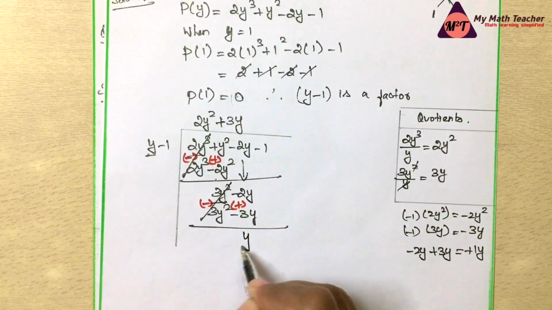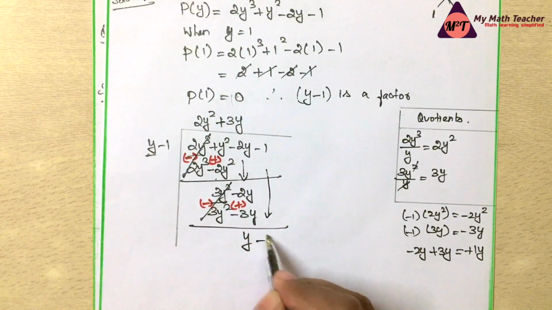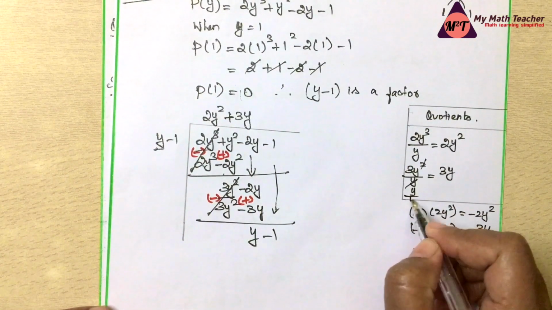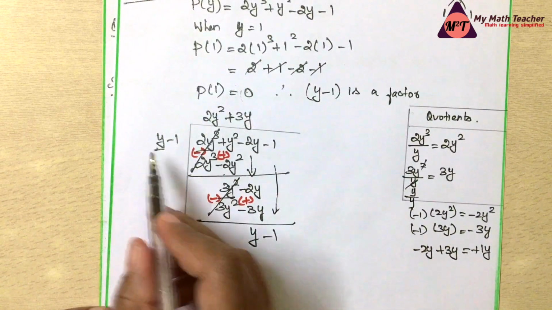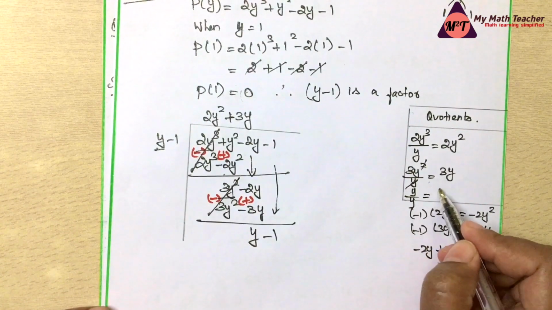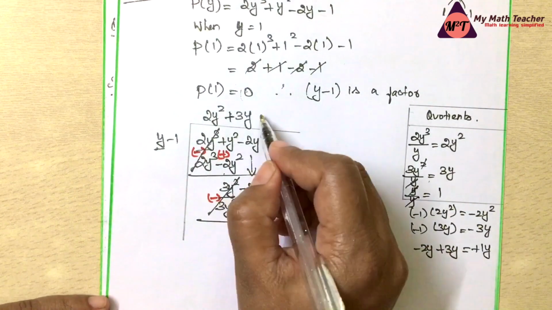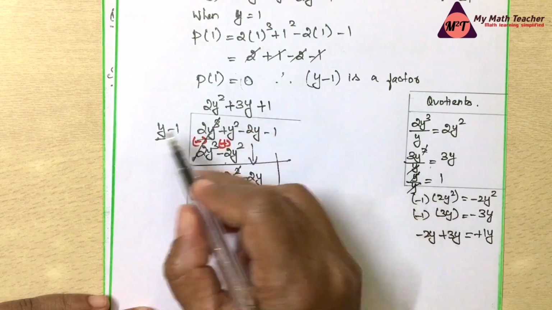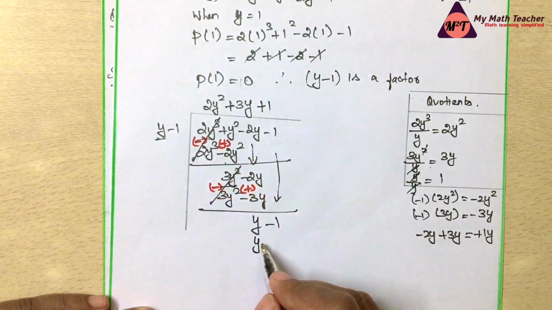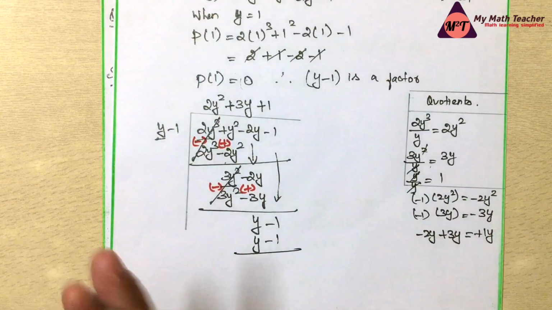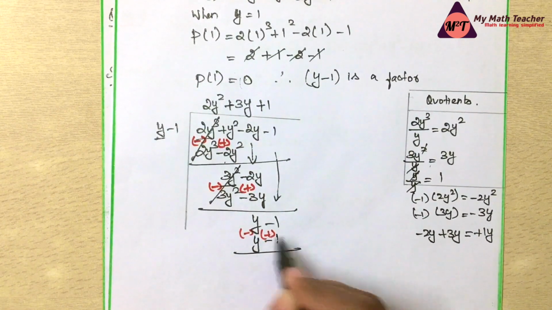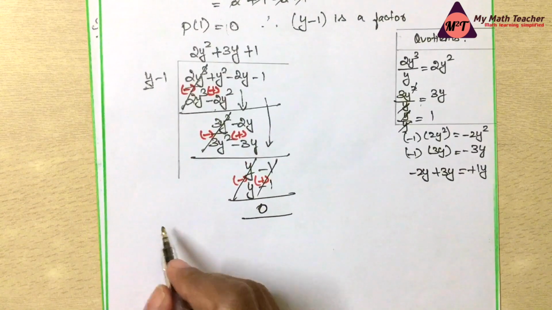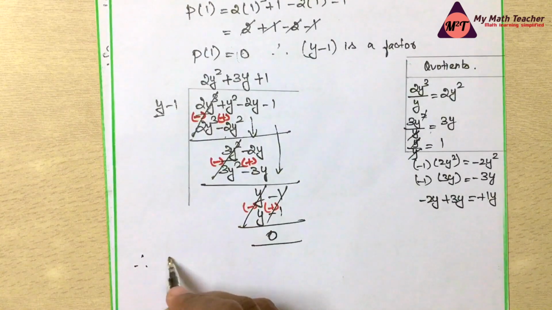This is y here. Bring the last term here, that is minus 1. Now y divided by y, the first term divided by y here, it will be 1. Now multiply 1 into y, and the same 1 multiplied by the entire divisor, y minus 1. When you subtract, it will be 0 and 0. Remainder is 0. So we can say that the first factor is y minus 1.